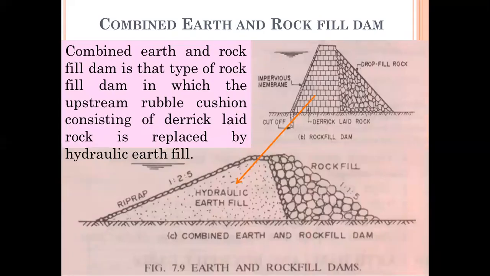Next, combined earth and rock fill dam. A combined earth and rock fill dam is that type of rock fill dam in which the upstream rubble cushion consisting of derrick laid rock is replaced by hydraulic earth fill. That means you can see the arrow. So the impervious membrane in the rock fill dam is replaced with hydraulic fill. Then it is called the combined earth and rock fill dam.